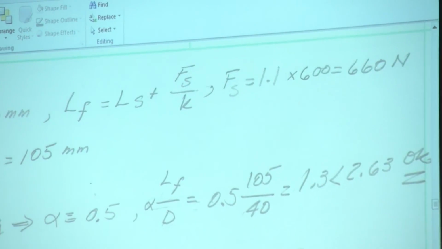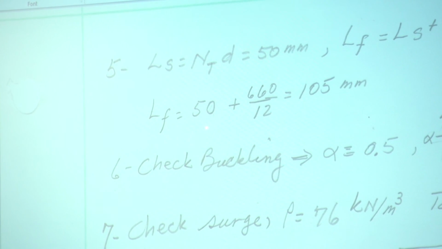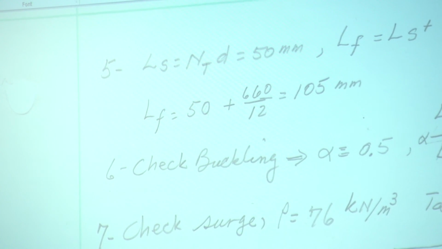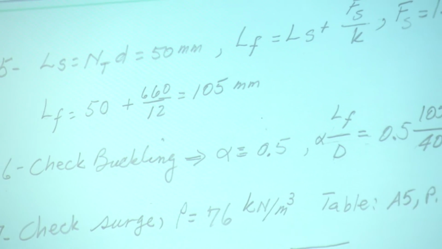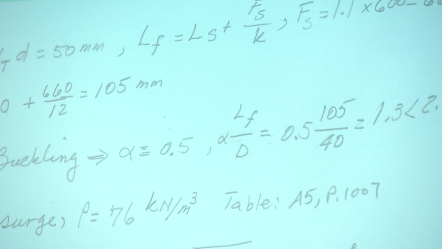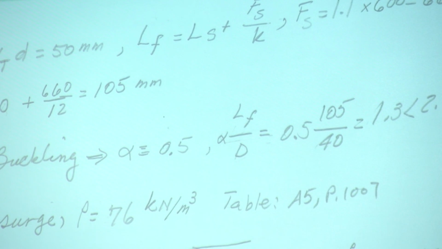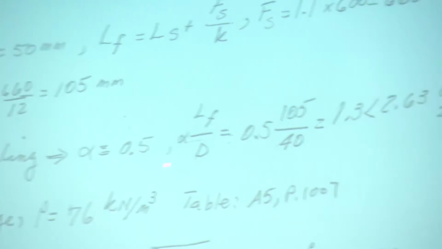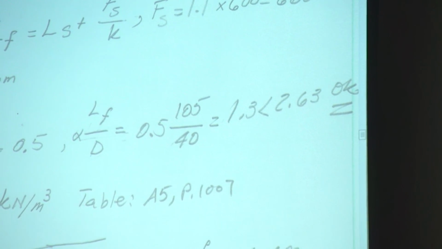Therefore, the deflection at solid height is 660 divided by 12. Add that to the solid length, you get 105. That's the free length of the spring. Check buckling. Alpha is 0.5 because this is squared and ground and held between parallel plates. So it's like a fixed column. And alpha is 0.5 for that. Free length divided by mean coil diameter, 1.3 is less than 2.63, so we're good on that.